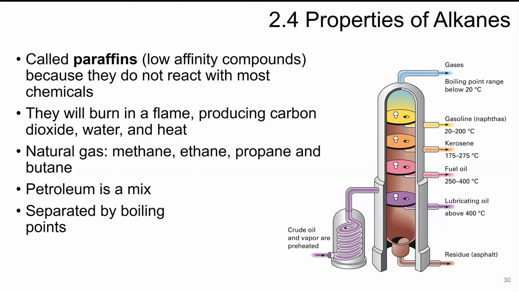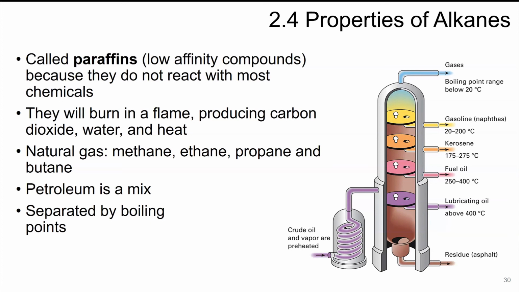Alkanes are sometimes referred to as paraffins because they're low affinity compounds, and they generally don't react with very many chemicals. They will burn in a flame producing carbon dioxide, water, and heat, also known as a combustion reaction. The alkanes are present in natural gases, including methane, ethane, propane, and butane. Propane you may have seen in LP gas. Some of your homes may be heated by propane or use it for gas grills, and butane is in little lighters.